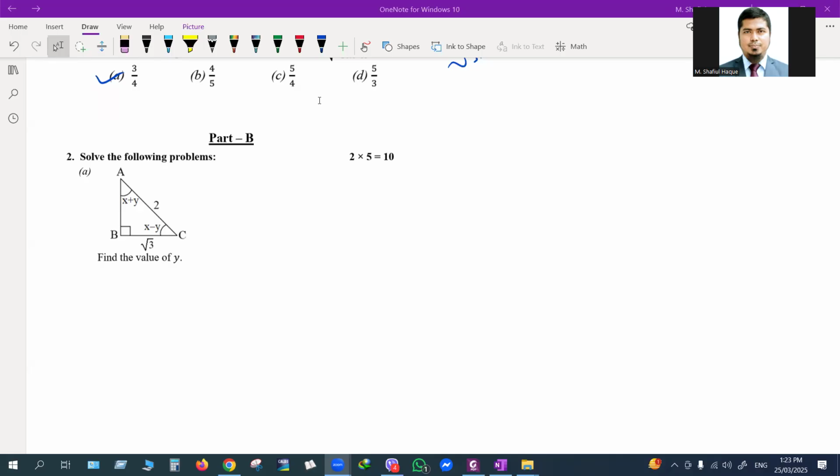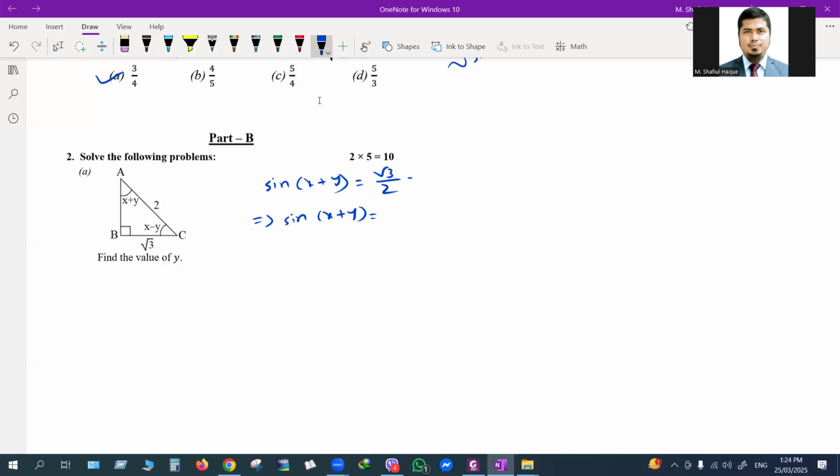So what can we do? We can find out AB, or we can use these two ratios also. So if we consider x plus y, this is the opposite for x plus y, and this is the hypotenuse. So opposite by hypotenuse, sine of x plus y is equal to root 3 by 2.